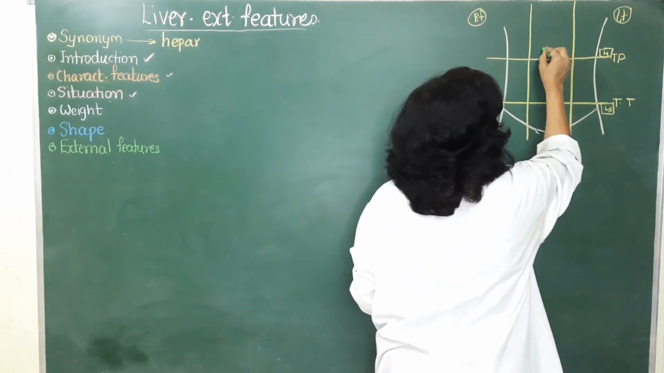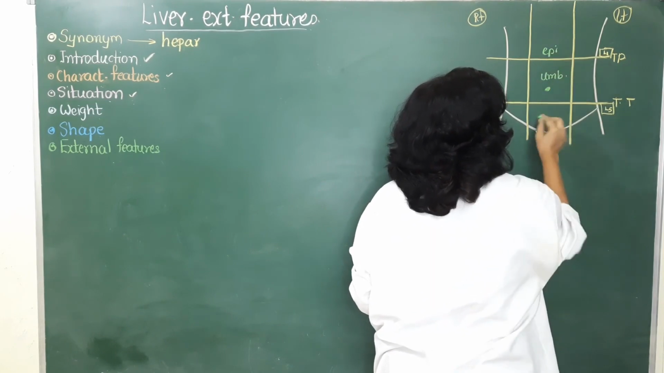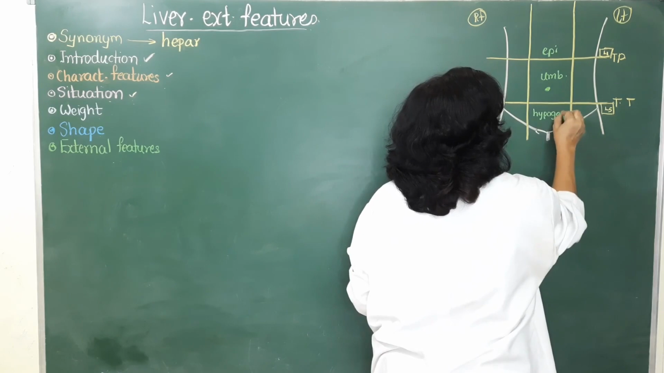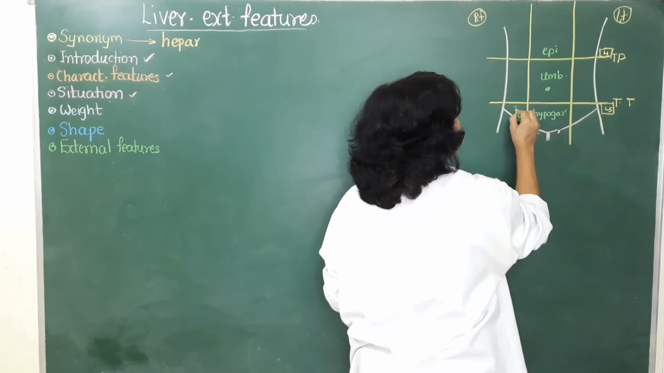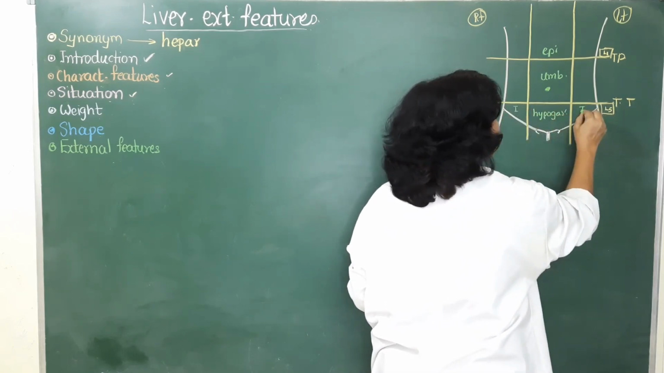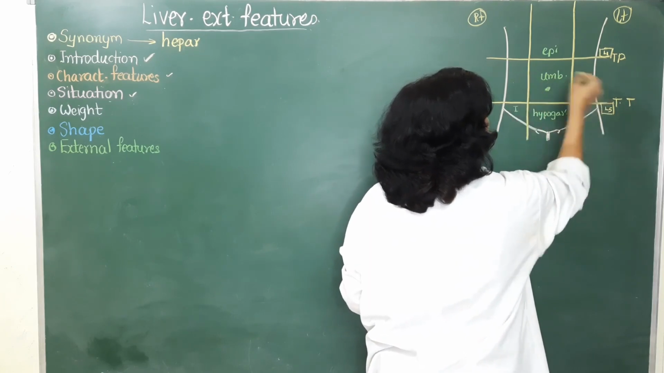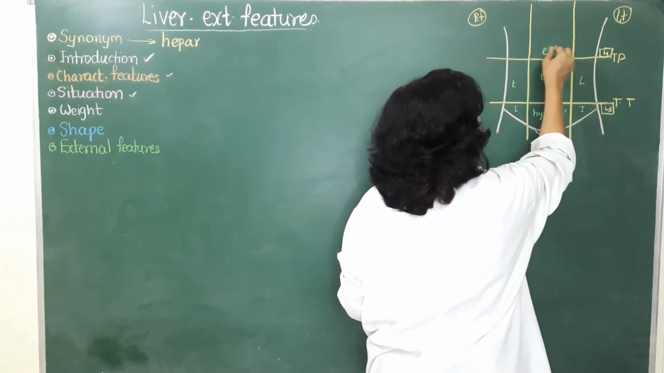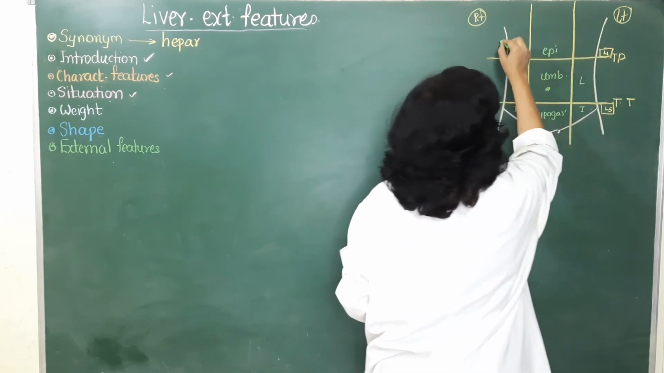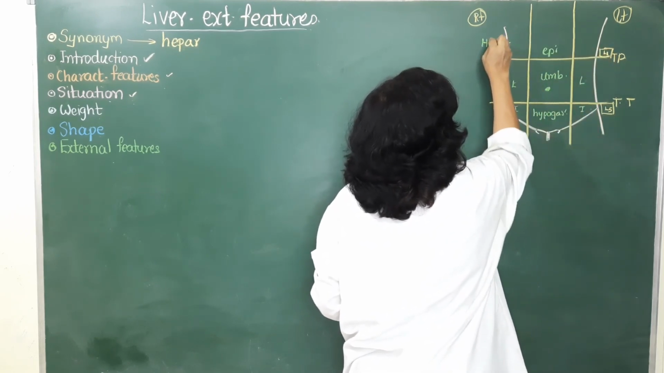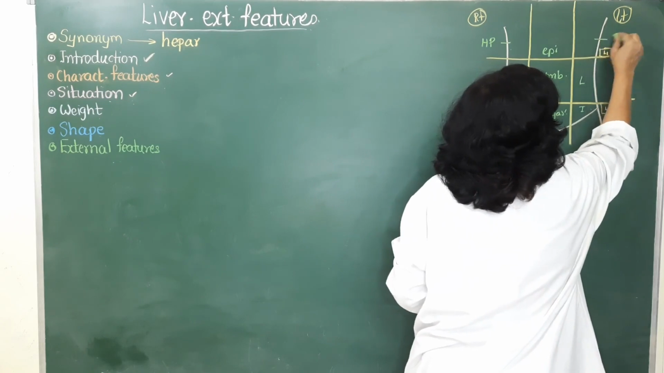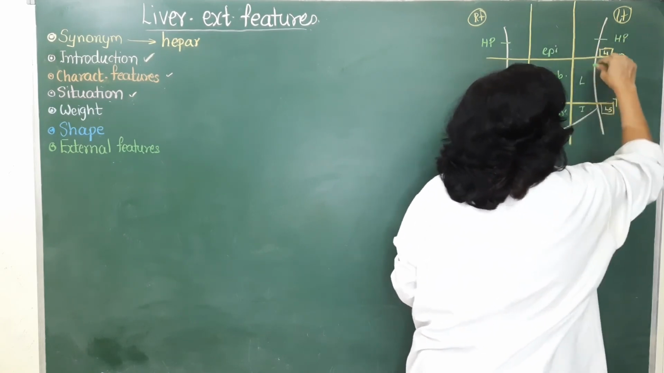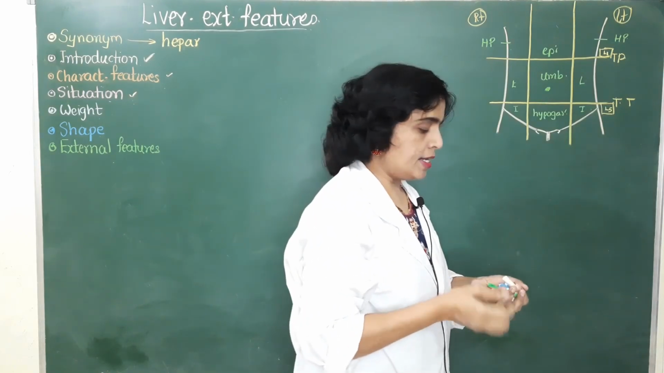Above the umbilical region, you get the epigastric region. Below the umbilical region is the hypogastric region. On either side of the hypogastric region, you get a right iliac and a left iliac region. On either side of the umbilical region, there is a right lumbar and a left lumbar region. On either side of the epigastric region, you get a right hypochondriac region and a left hypochondriac region, as they are present beneath the costal cartilages.